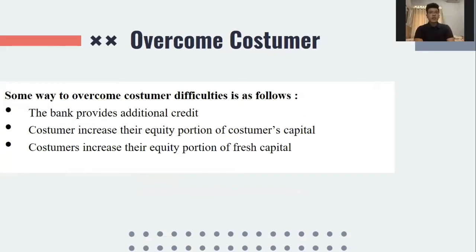The next one is how to overcome customer difficulties. Some ways to overcome customer difficulties are as follows. The first one, the bank provides additional credit. The second one, customers increase their equity portion of customers' capital. And the third one, customers increase their equity portion with fresh capital.